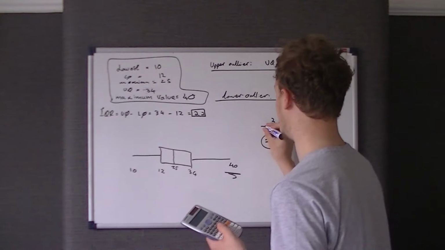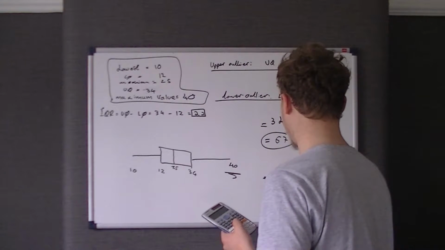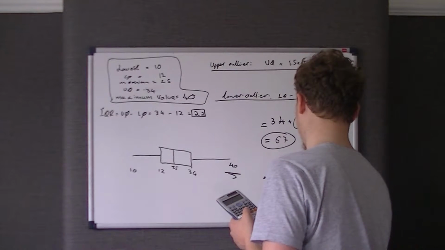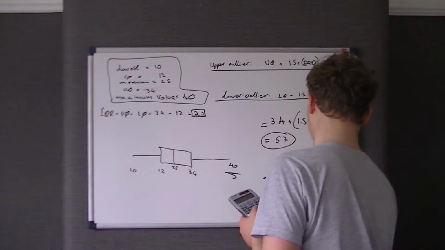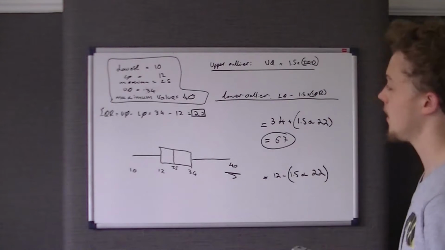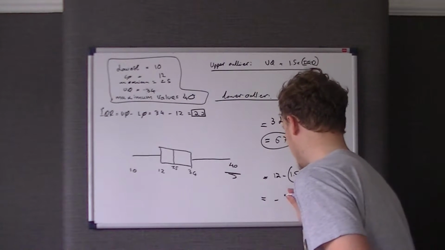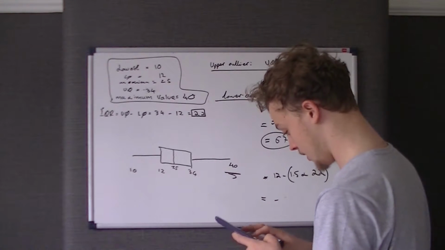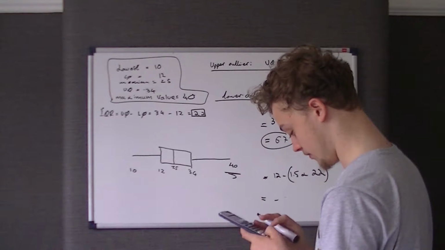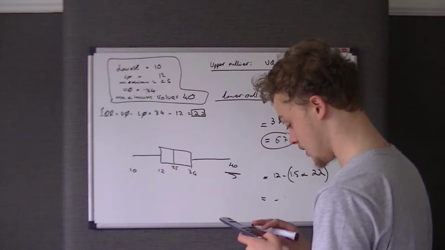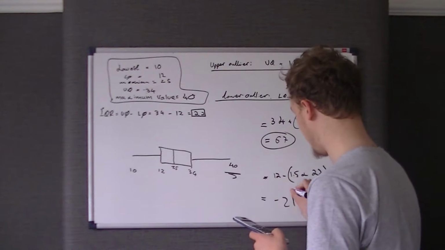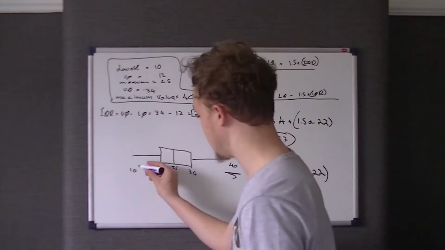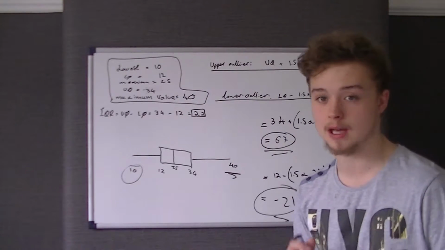Okay, so that's any upper outliers. The lower outliers is the lower quartile, which is 12, minus 1.5 times 22, which is obviously going to get you a minus number, whatever that comes to. So 12 minus 1.5 times the IQR, which is 22, which is minus 21. So the lowest value we can have is minus 21, and the maximum value is 67. And as 10 is less than 21, it is not an outlier.